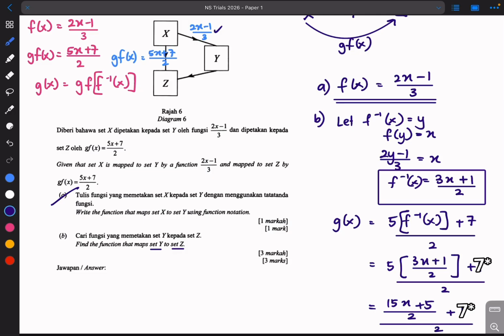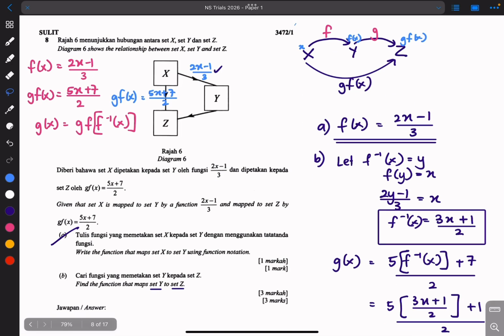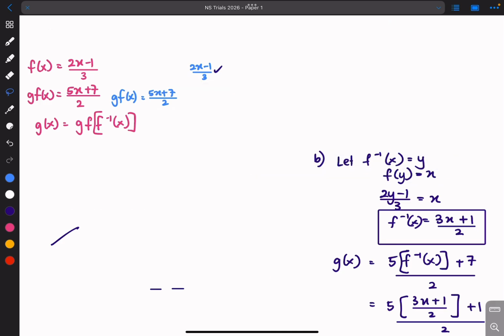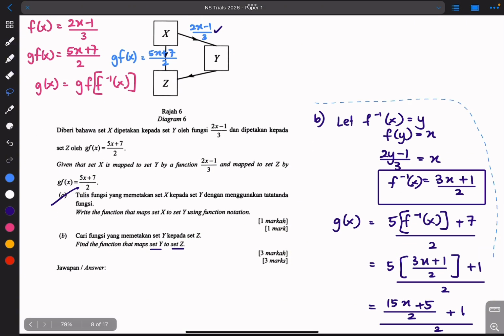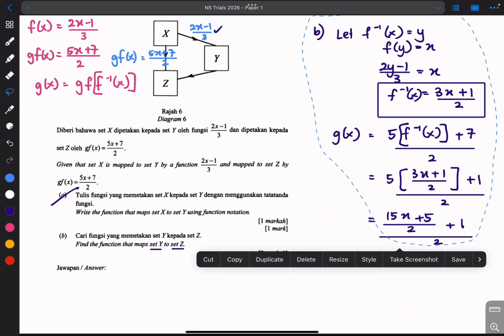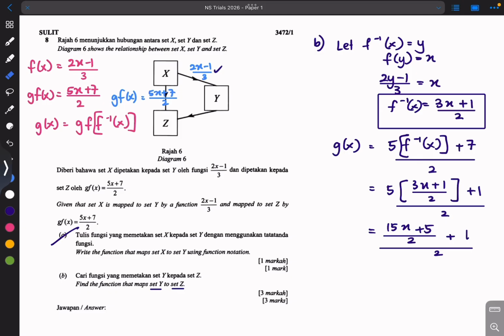Oh, not enough space. Okay, let me erase all these. Oh, you know what? I can erase this one. Erase A. Oops, no, whole thing erased. Erase this. Okay. Nice. Right. Okay, actually this is 7. I accidentally wrote 1.